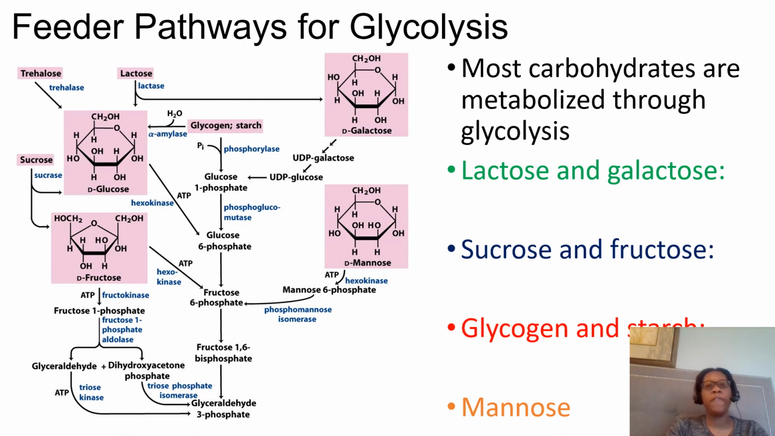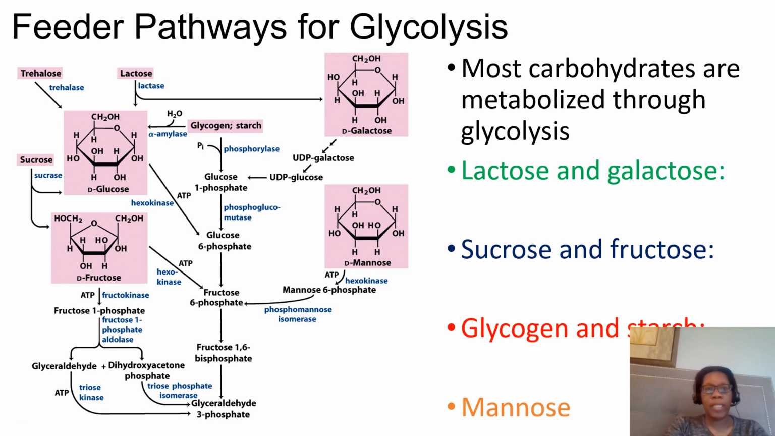Let's move on to feeder pathways for glycolysis. We learned the structures and the function of many other monosaccharides and disaccharides and polysaccharides, and most of those are going to actually go through glycolysis, but they must be converted into glucose first. So many of our carbohydrates are metabolized actually through glycolysis, but we need to learn how they actually are turned into glucose first.